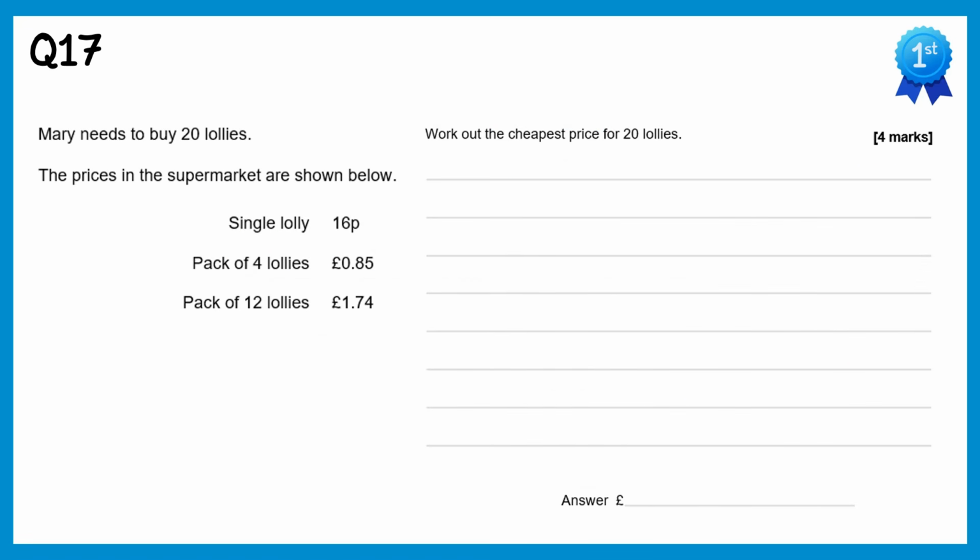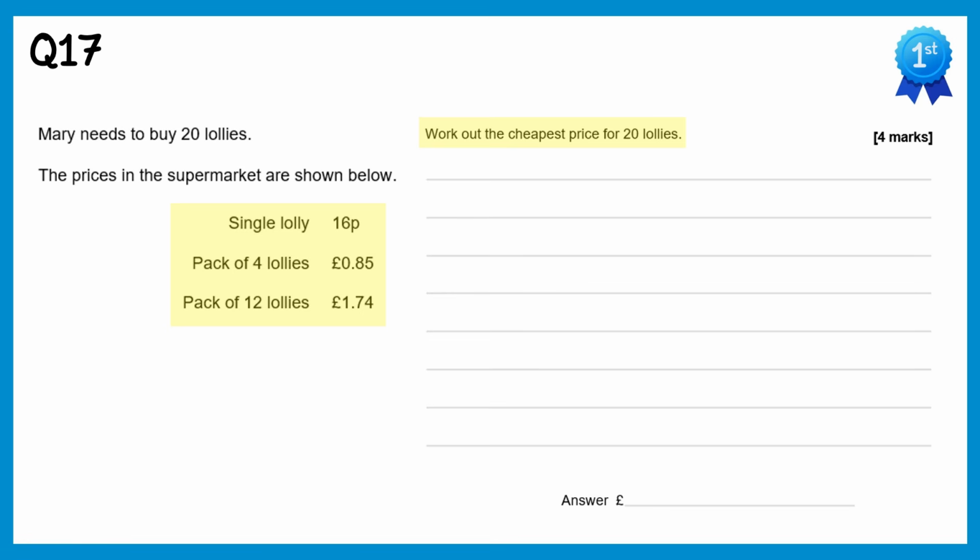In this question, we're looking for the cheapest way to buy 20 lollies, and you can see we've been given 3 options here. So in the first one, a single lolly costs 16p. The second one, we got a pack of 4, and the next one, we got a pack of 12. So we need to go for the deal that gives us the best value. So for the first one, we can tell it's 16 pence for each lolly. Let's work out how much it costs for each lolly in the second and third deal.